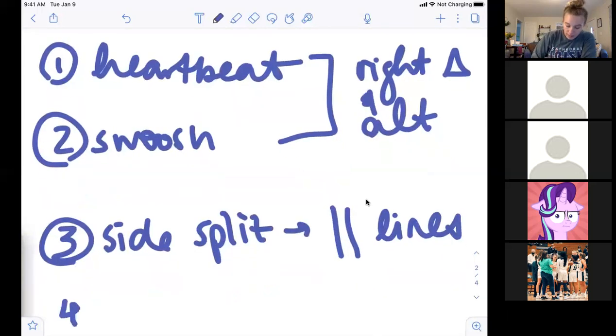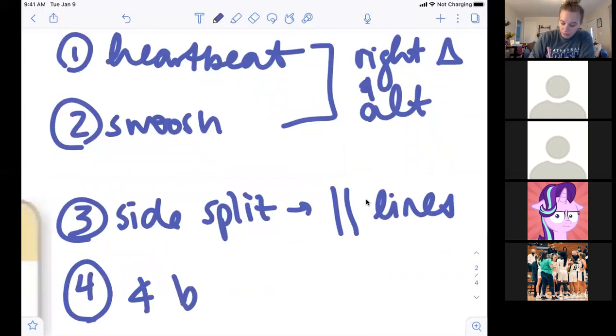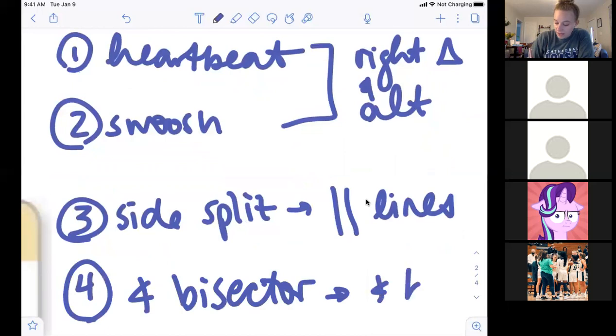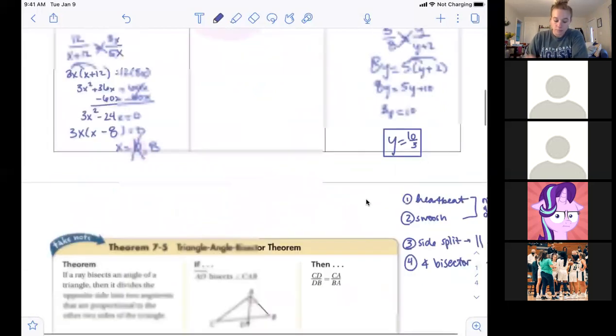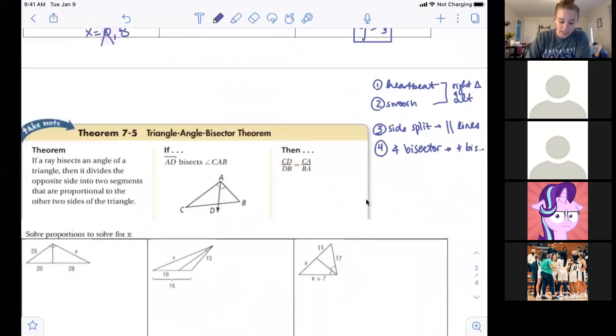The last one I'm about to teach you, I think, is the most common sense or most intuitive one, because it's called the triangle angle bisector theorem. And that only works when you have an angle that is bisected. So it's named literally what you see. So this theorem says if a ray bisects an angle of a triangle, then it divides the opposite side into two segments that are proportional to the other two sides of the triangle.